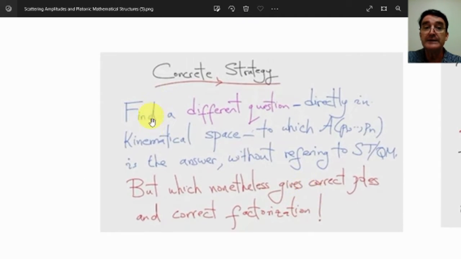So he said that he wants to find a different question directly in kinematic space, to which A, the amplitude, is the answer. A is a function of the momenta of the particles, without referring to space-time and quantum mechanics, but which nonetheless gives correct poles and correct factorization.